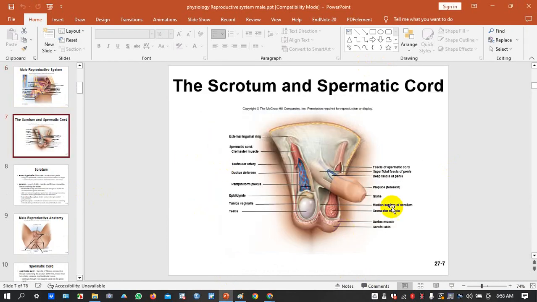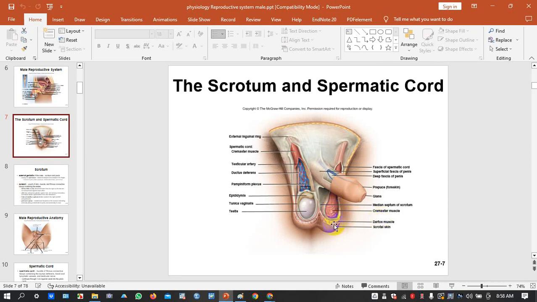Okay, so we have the cremaster muscle here. When the weather is hot, it relaxes and pulls down the testis so that it gets a cold temperature. But when the weather is cold, it contracts the testis upwards against the body, towards the pelvic area, so that it can absorb some heat from the body.